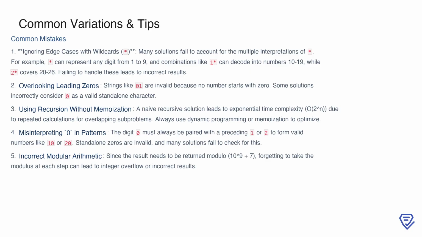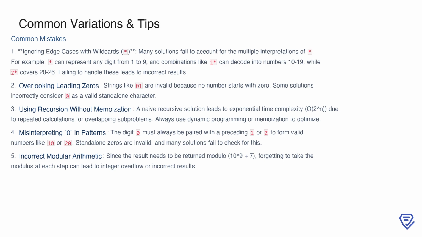Another mistake is not accounting for leading zeros. Strings like 01 are invalid because no number can start with 0, yet some solutions mistakenly treat 0 as a valid standalone character. Additionally, relying on recursion without memoization is inefficient, as it leads to exponential time complexity due to redundant calculations for overlapping subproblems. Instead, dynamic programming or memoization is essential to optimize performance.